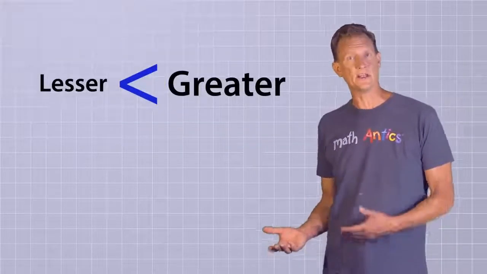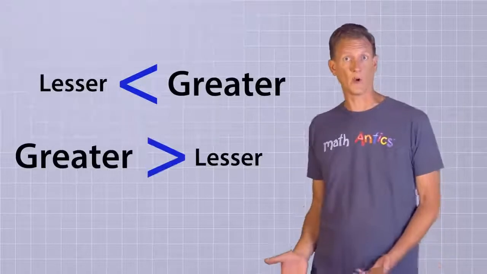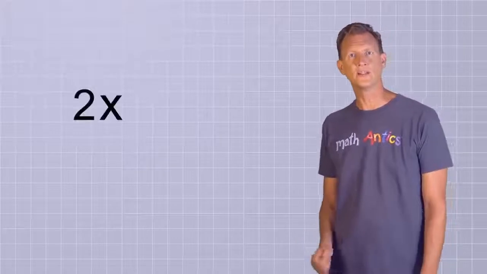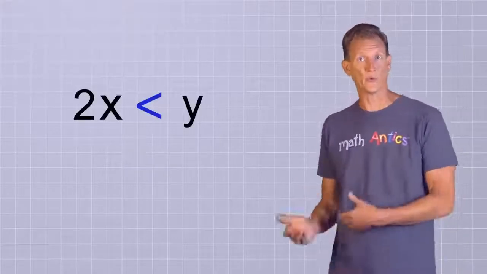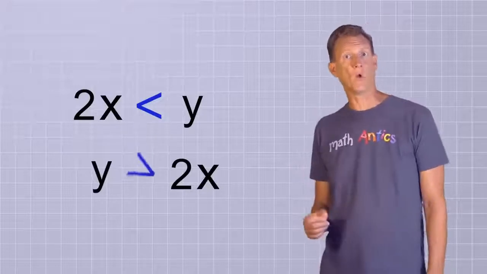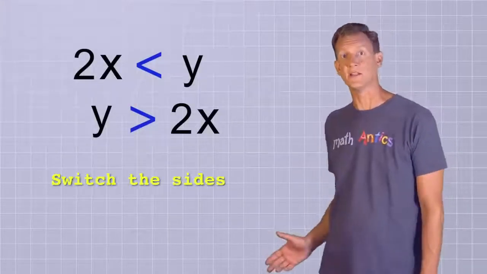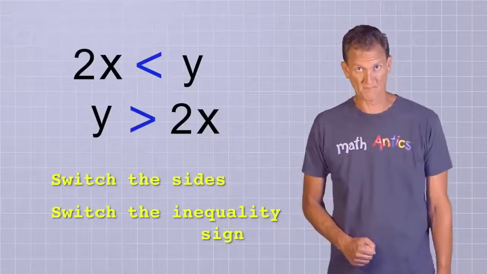That means that if you need to switch the left and right sides of an inequality, you also need to switch the inequality sign. For example, if you have the inequality 2x is less than y, and you wanted to rearrange so that y comes first, you'd need to flip the inequality sign when you do that. So just remember, if you switch the sides, switch the inequality sign.